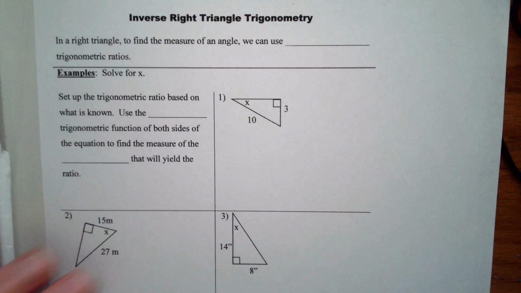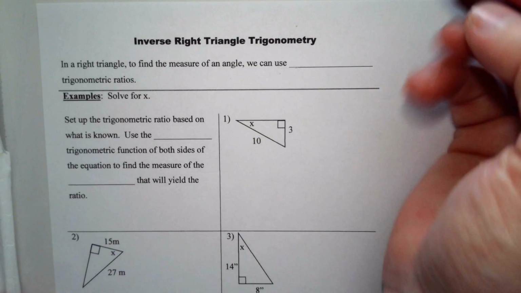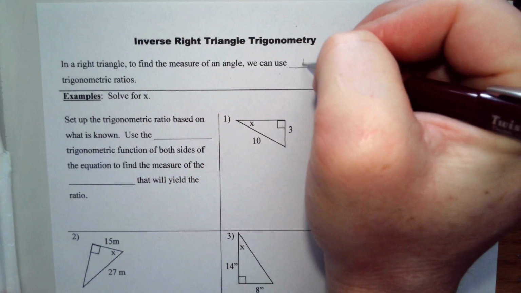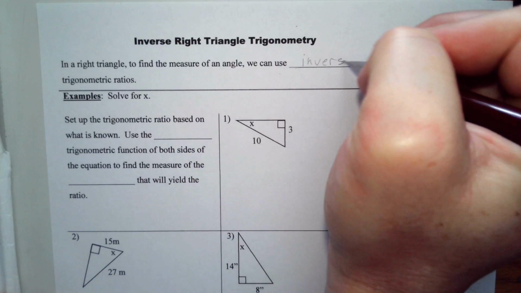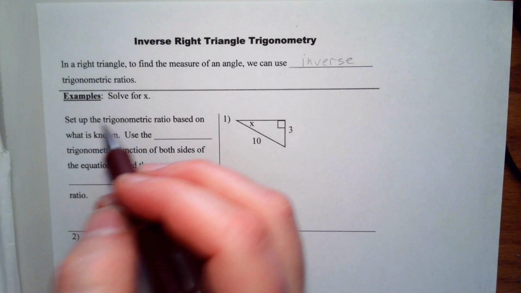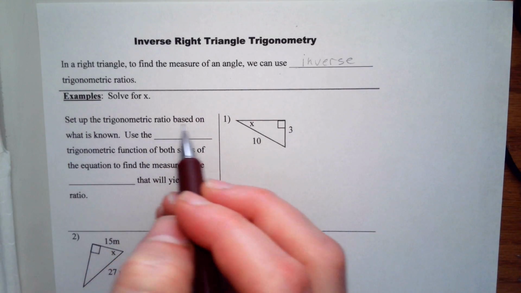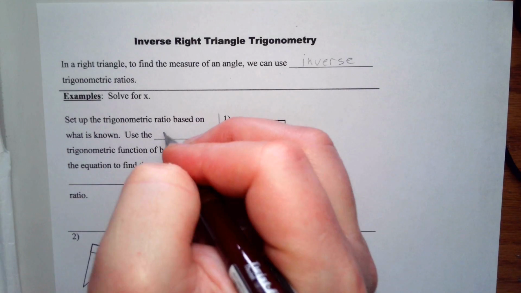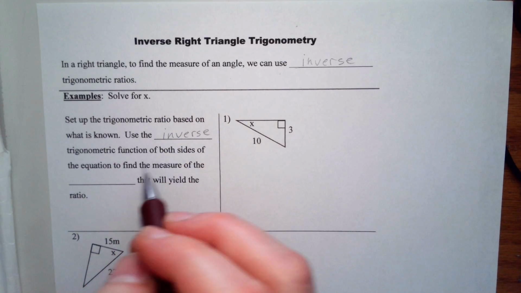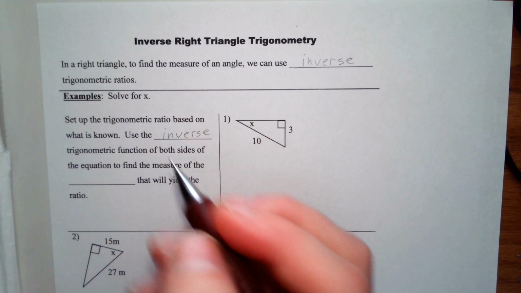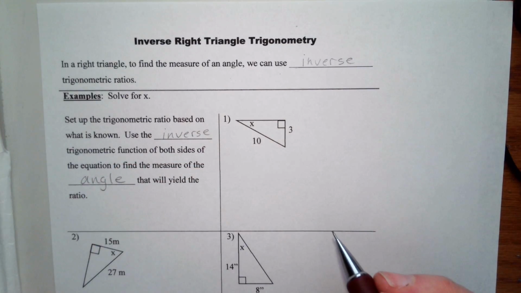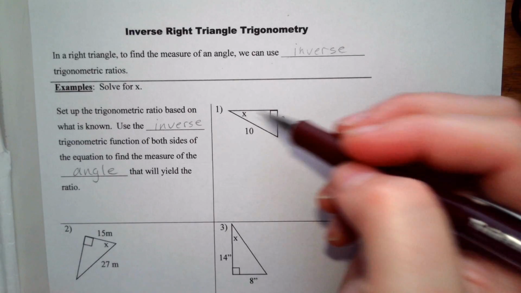Okay, so here are the journal notes. In a right triangle, to find the measure of an angle, we can use inverse trigonometric ratios. So we're going to solve for x. The steps: set up the trig ratio based on what is known. Use the inverse trigonometric function of both sides of the equation to find the measure of the angle that will yield the ratio.